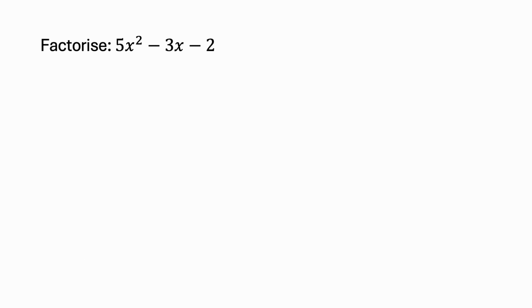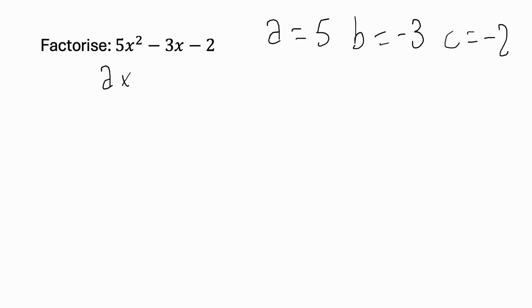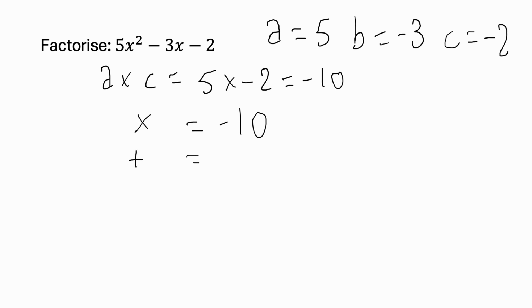Okay, so we've got this one here. Factorise this. Our a is 5, b is negative 3, and our c is negative 2. So we first have to do a times c. So 5 times negative 2 is negative 10. Now we have to work out two numbers that times to make what a times c is, so times to make negative 10, but add to make negative 3.